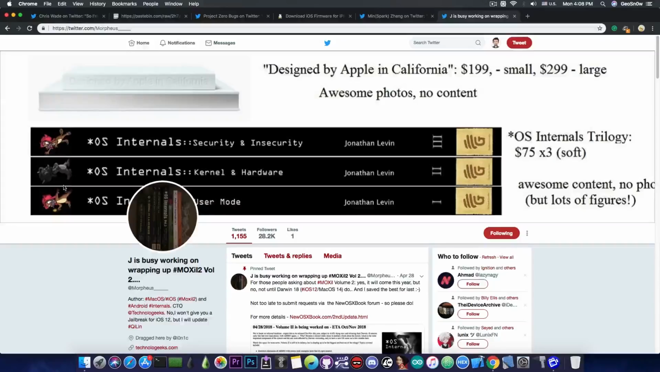We're talking about the *OS Internals, which pretty much means iOS, macOS, watchOS internals, and the Volume 3 Security and Insecurity and the Volume 1 User Mode have been already published and are already available. However, the Volume 2 called Kernel and Hardware has not been published yet. Now, of course, you're going to ask me, why is this important for me as a person who just wants to use a jailbreak?